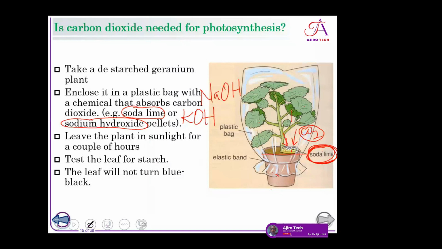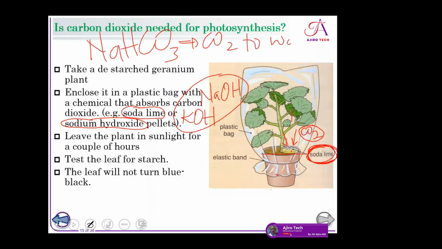Do you get the idea now? So there's a difference between soda lime and sodium hydrogen carbonate. This one adds CO2 to water. But this one, which is soda lime, removes CO2. So don't mix them. You get the idea now.